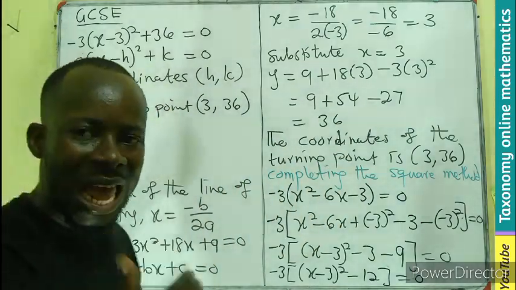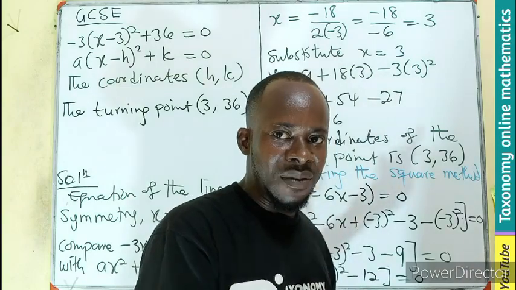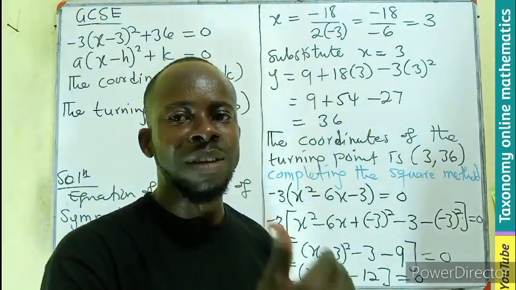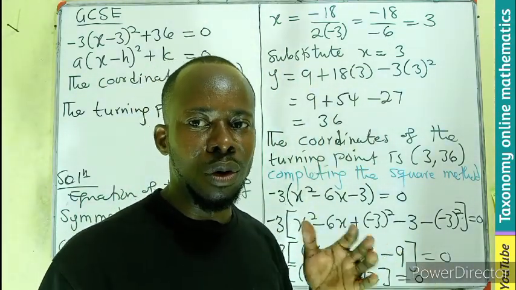So either you use the line of symmetry equation to arrive at the answer, or we use the completing the square method. And I'm sure both methods are understood by you.